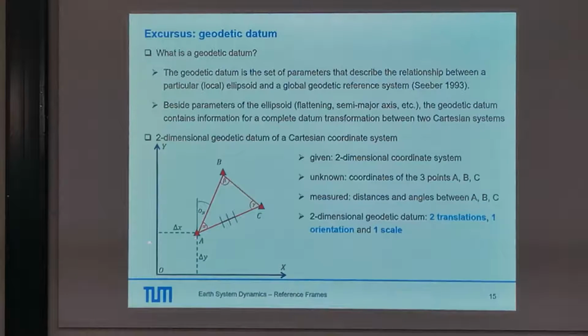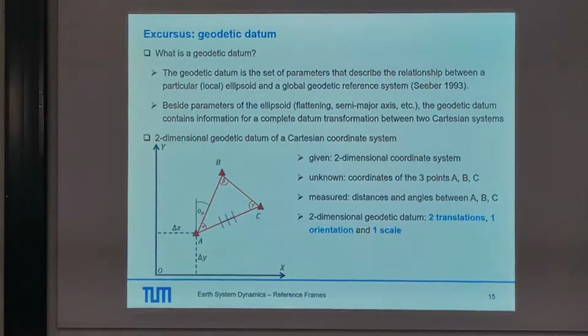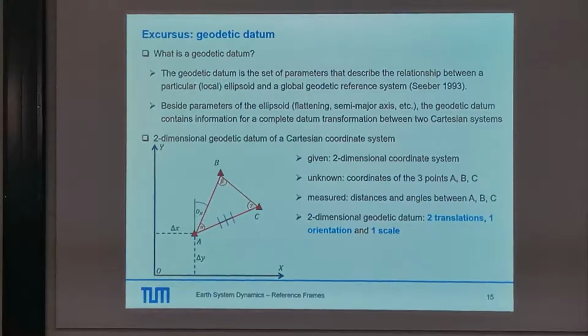So at least for one point you have to know the coordinates delta x and delta y with respect to the origin O. Yeah? But then, if you have only these coordinates, you can still rotate the whole measurement or the local system around the A point. It won't change anything in the distances and angles. So secondly, you have to define at least one orientation.